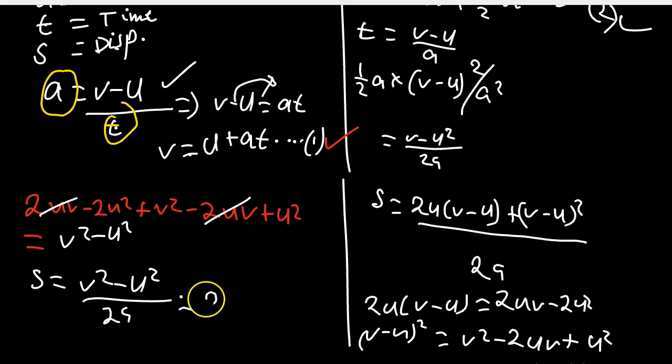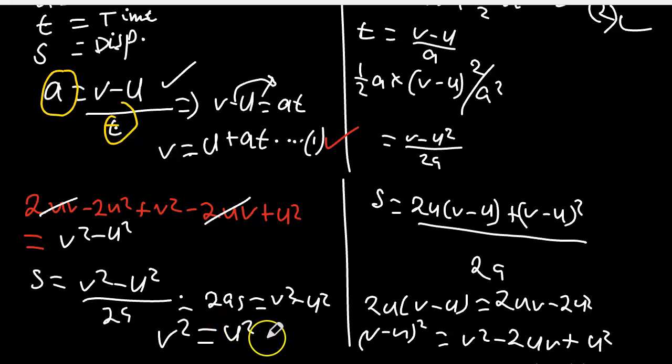This gives us 2as equals v squared minus u squared. If I rearrange and make v squared the subject, it becomes v squared is equal to u squared plus 2as. This is the third equation of motion. And this is what is required in the paper that you guys were given. All the best.